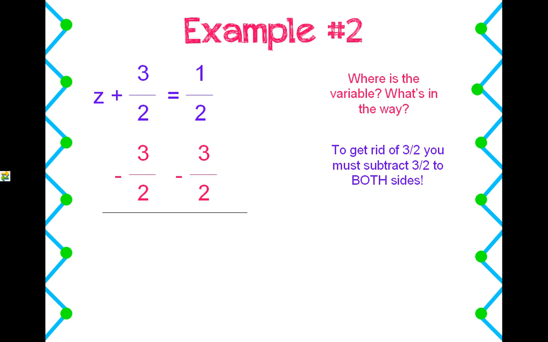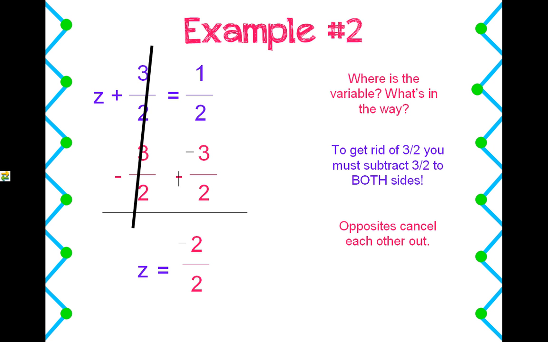Looking on our left, opposites will cancel each other out, leaving z by itself, the goal. And z is going to be equal to, if you look over to the right, our fractions. We need to keep change. Add our numerators, 1 plus a negative 3 is negative 2 over our denominator 2, which when we simplify this fraction, we get negative 1. And that is our answer.